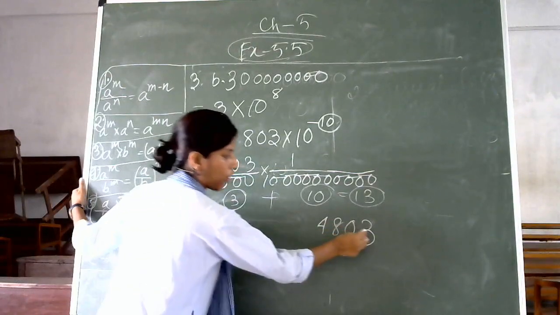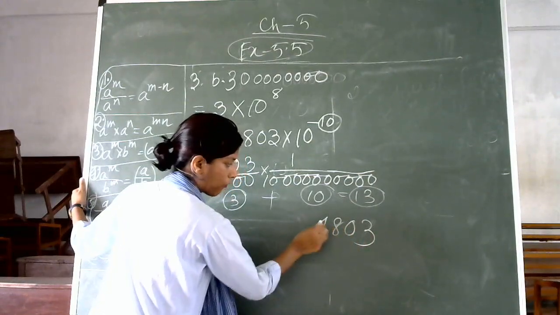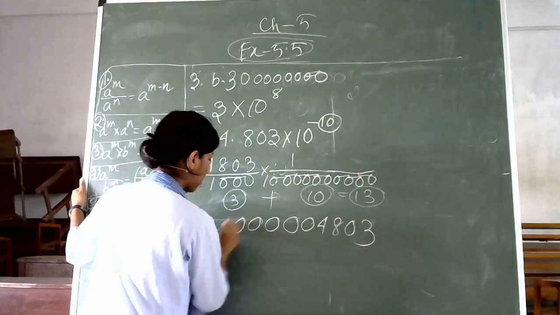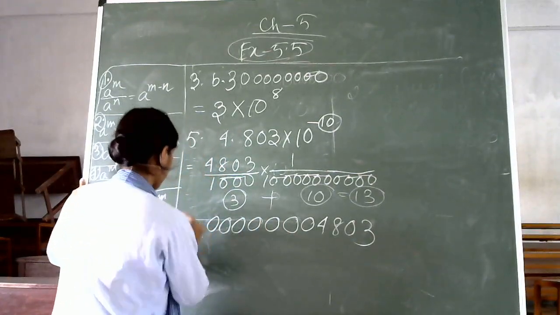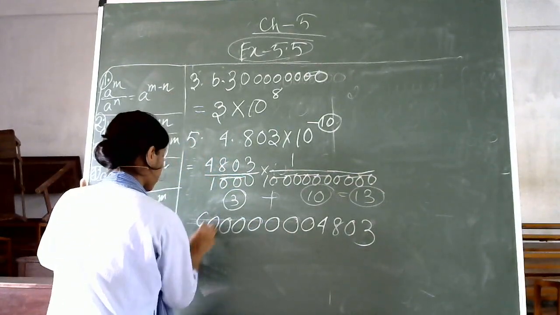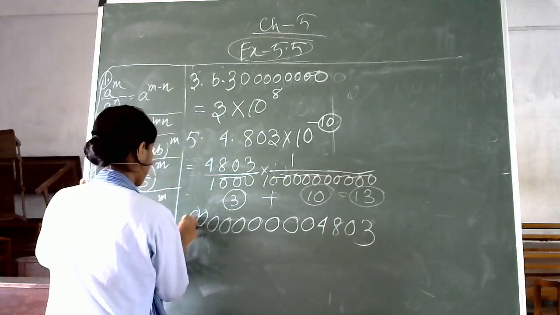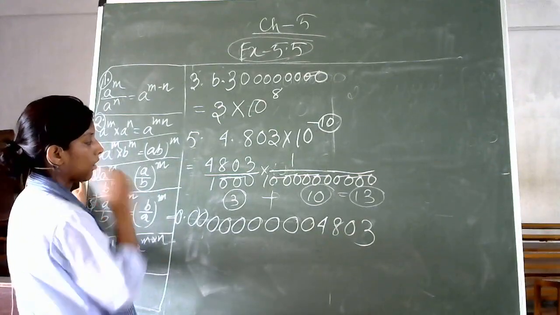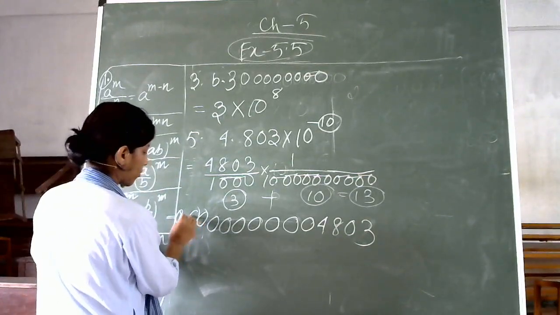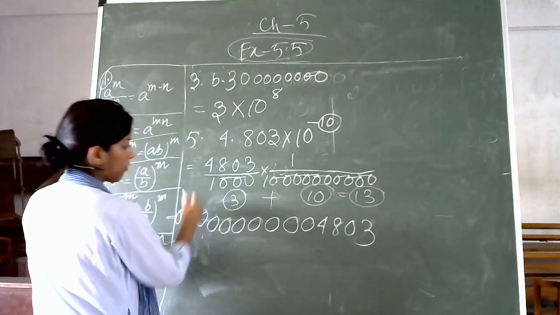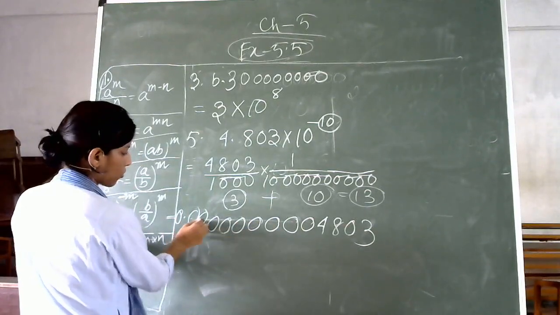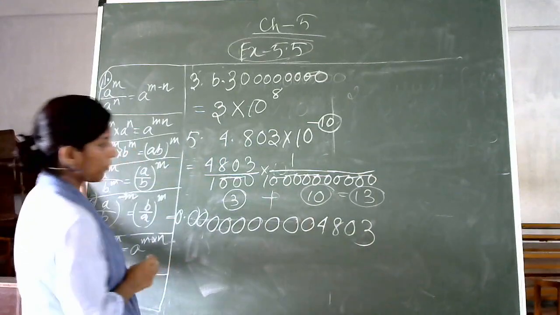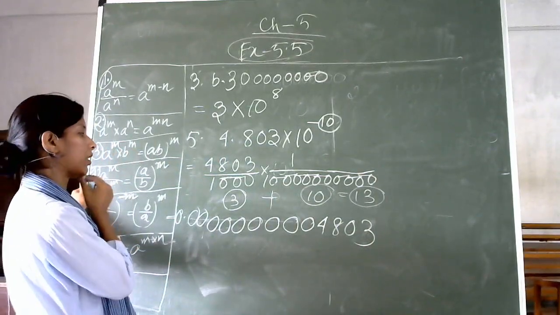So 13 zeros you count. 1, 2, 3, 4, 5, 6, 7, 8, 9, 10, 11. Okay, no more space. 12, 13. Okay. So in total you can see 13 zeros. I have written this point before 13 digits. 1, 2, 3, 4, 5, 6, 7, 8, 9, 10, 11, 12, 13. So done.